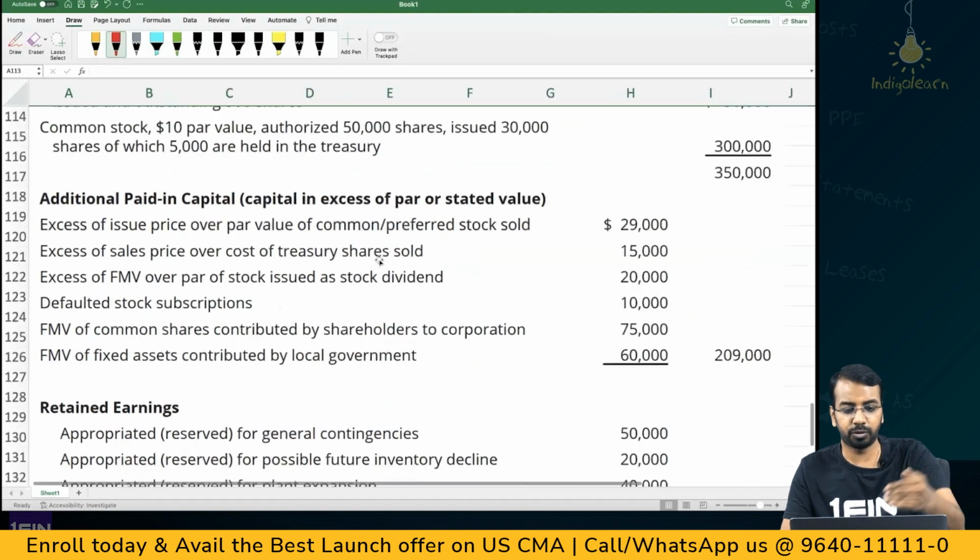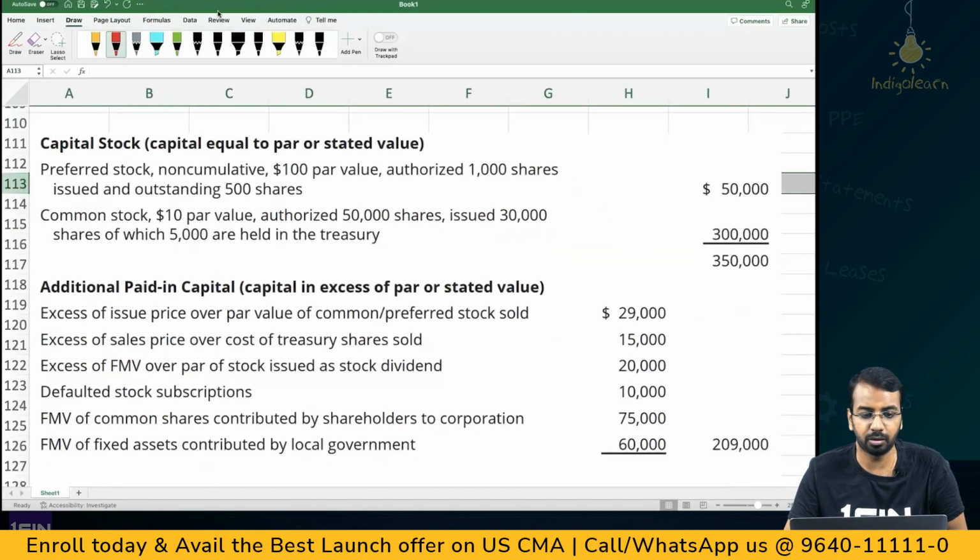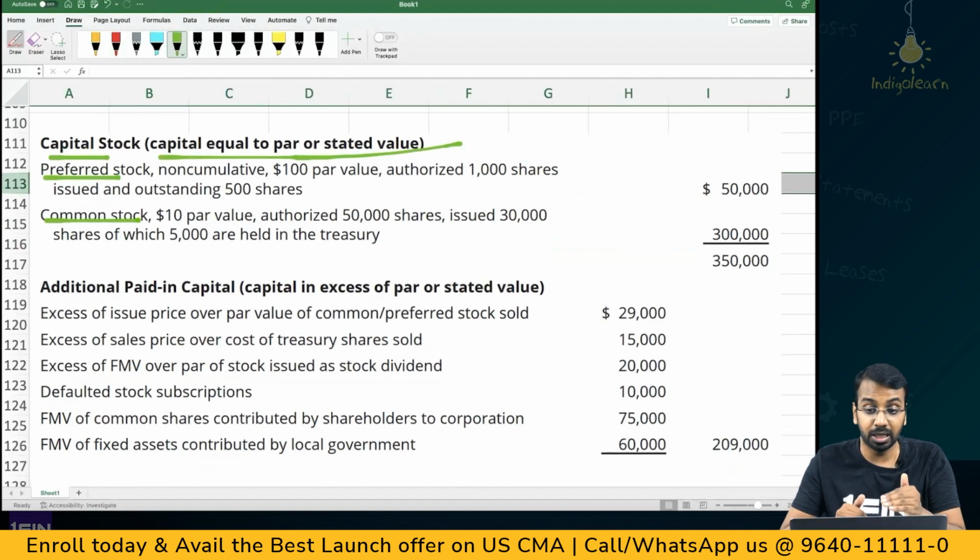So I hope you are able to see the breakup of various items in the equity section. You have capital stock, which is stated at par value. Here you have preferred stock, that is your preference shares. Then common stock, which is like your equity shares. But now I will no longer be using equity shares and preference shares. I will say common stock and preferred stock. This is at par value 50,000 and 300,000.